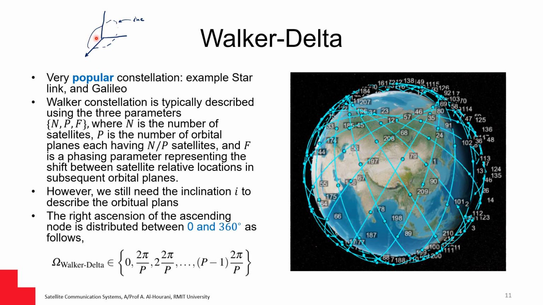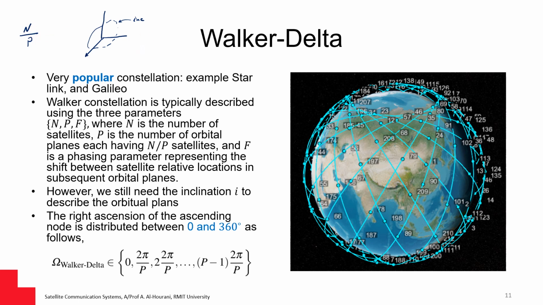Now, in order to describe this constellation, you actually need five parameters, but there are three important parameters here. Traditionally, it's described with this three-parameter set. N is the total number of satellites in this constellation. The second parameter is the number of orbital planes. You can see here, this is called an orbital plane, where multiple satellites are within an orbital plane. So the number of satellites per orbital plane will be the number of satellites divided by the number of orbital planes.